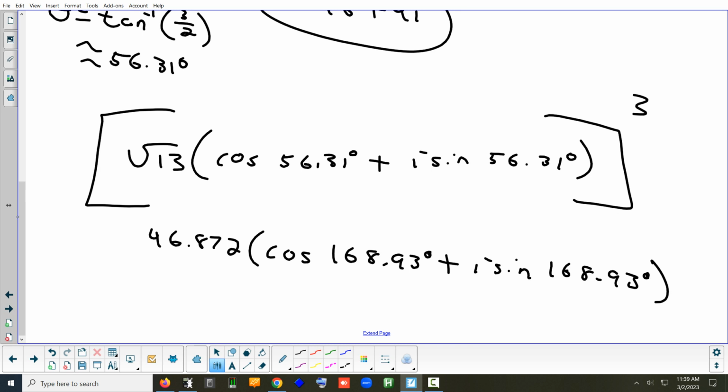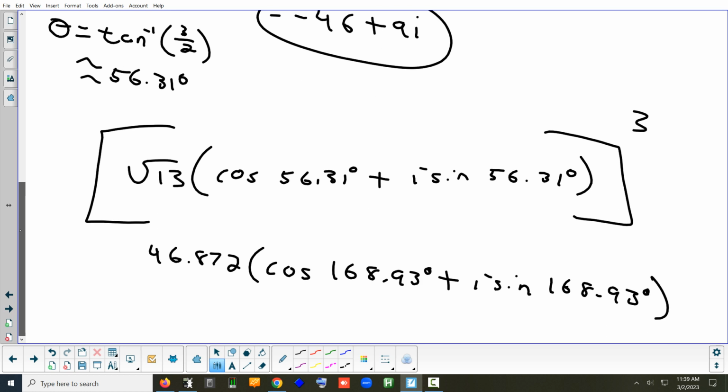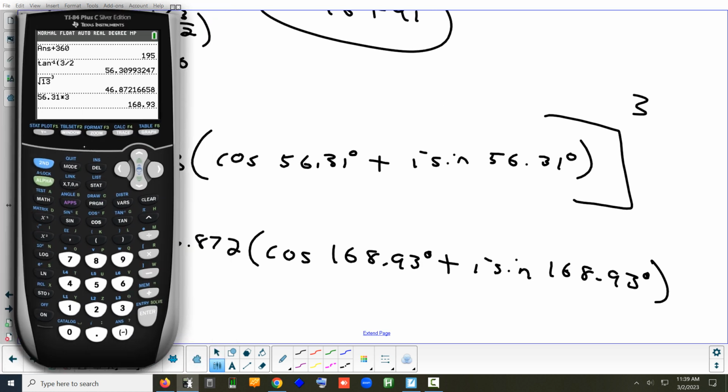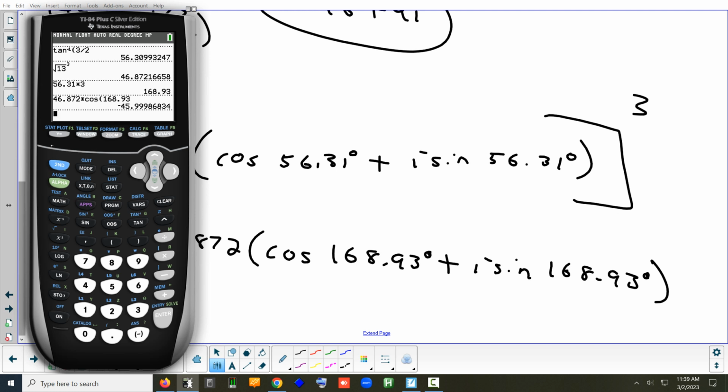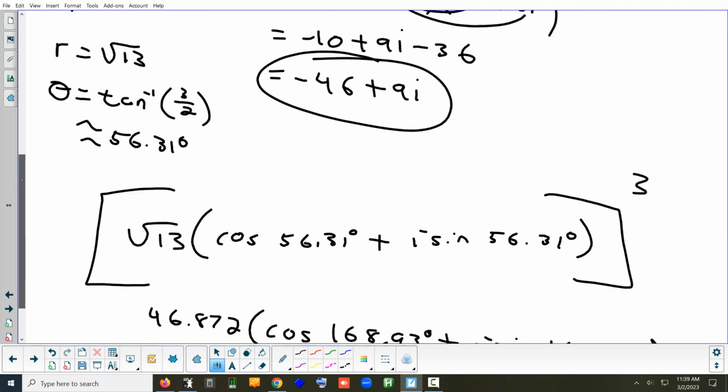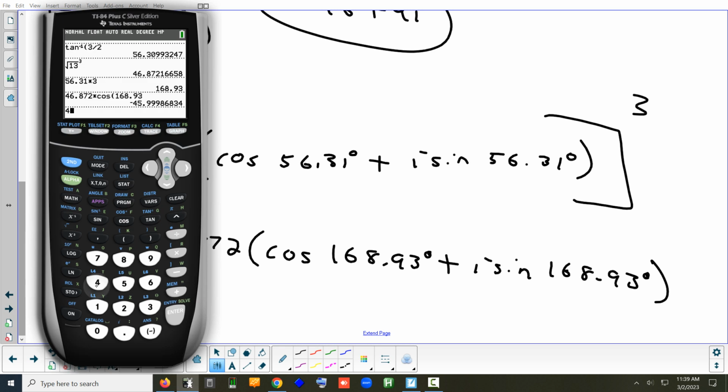Now, how do I get that into standard form to see if it matches what I have there? Distribute. So 46.872 times cosine 168.93, and we get negative 45.99999, which is basically what number? There's my negative 46.